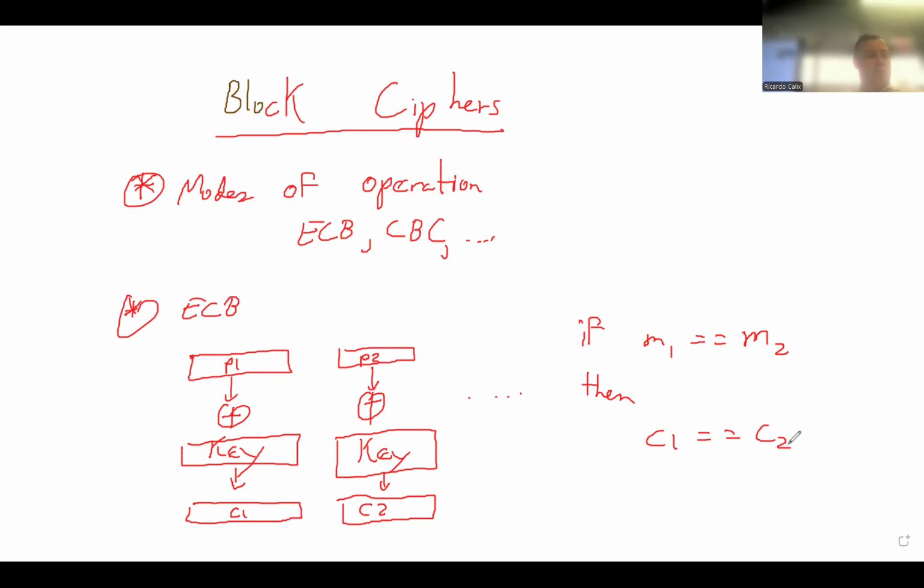So if the attacker is able to intercept these 2 blocks, C1 and C2, and they're the same, right? They can start to infer some things about the message itself, right? So I gave you a problem, for bonus points, if you want to work on and solve it.